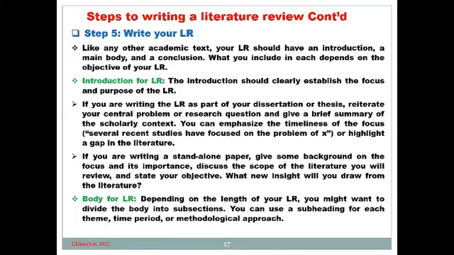Step 5. You now begin to write your literature review. And this is how you write your literature review. Like every other academic text, your literature review also has three aspects. Your literature review has an introduction. Your literature review has the major body. Irrespective of the kind of literature review, it must have these three components: the introduction, the main body, and the conclusion. What you include in each section depends on the objective of your literature review. Let's look at the introduction vis-a-vis the literature review.